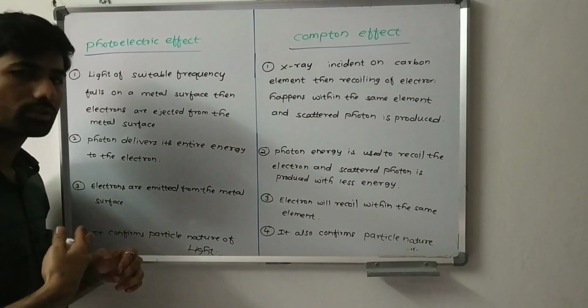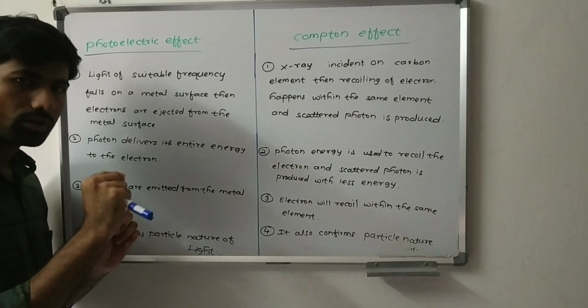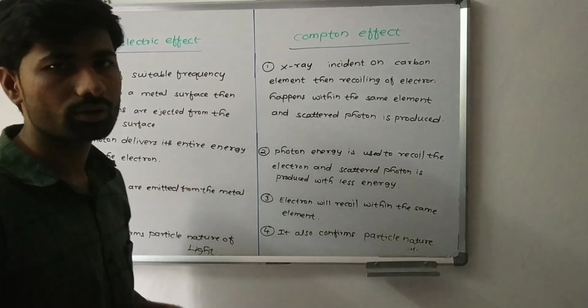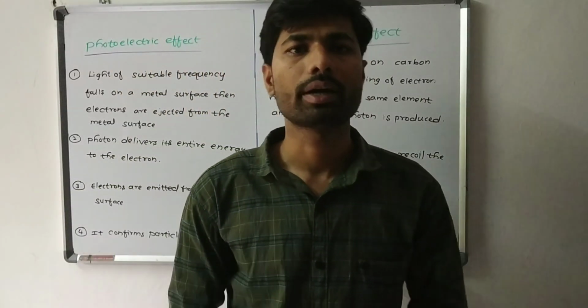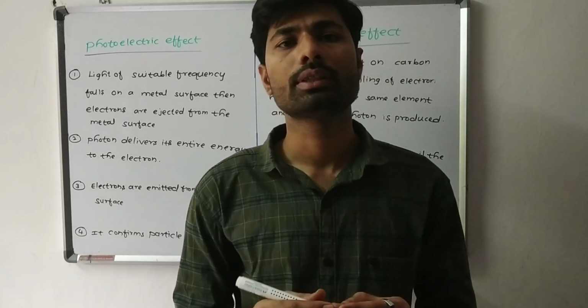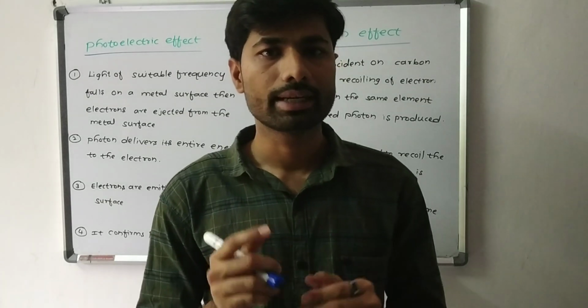Now here the electrons are going to be emitted from the metal surface. Here the electron is going to recoil within the same element. Here we are confirming the particle nature of light. It also confirms the particle nature of light. Now we are going to see exactly what happens in case of photoelectric effect and what happens in case of Compton effect. That is the summary part.